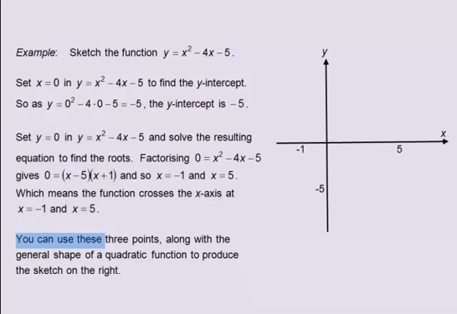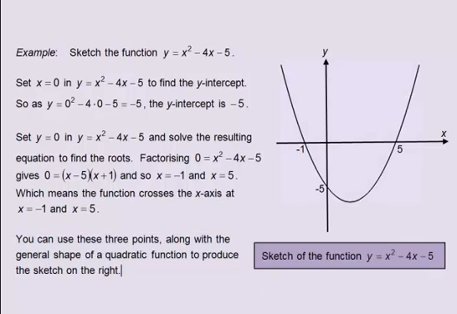You can use these 3 points along with the general shape of a quadratic function to produce the sketch on the right, like this. This is a sketch of the function y equals x squared minus 4x minus 5.